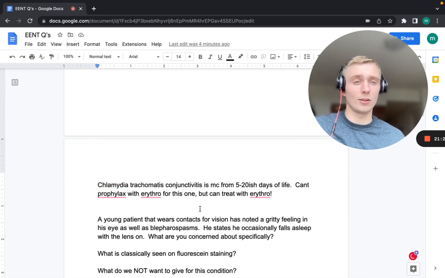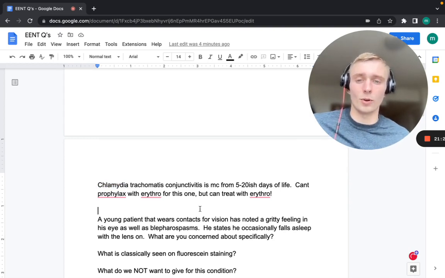But erythromycin is the treatment for chlamydia conjunctivitis. So you can treat them with that once they do have it, but you can't prophylax them with that.